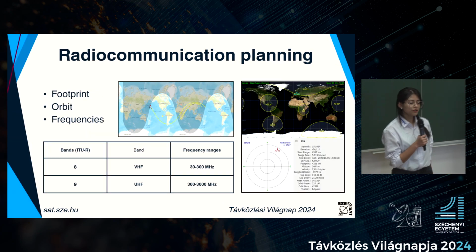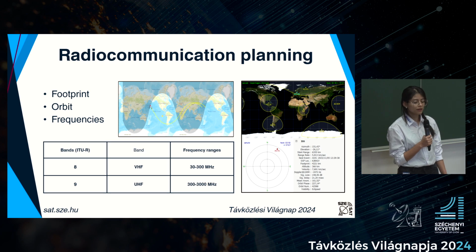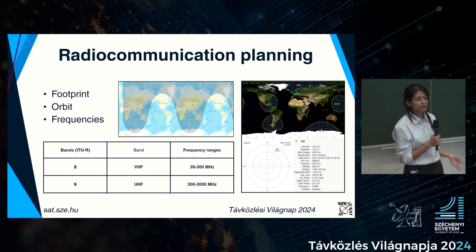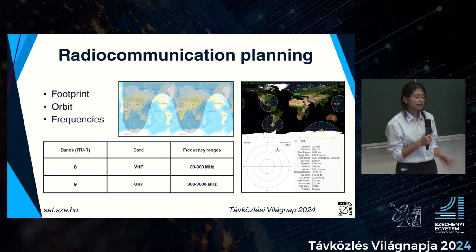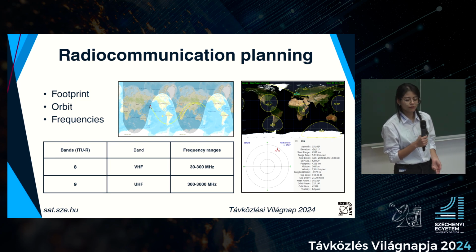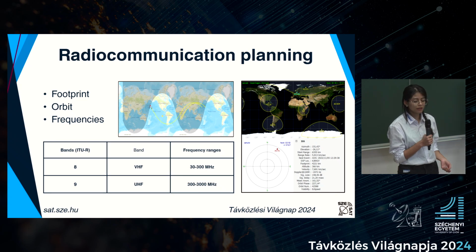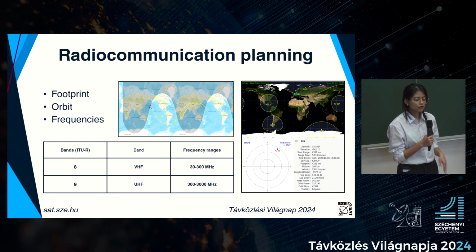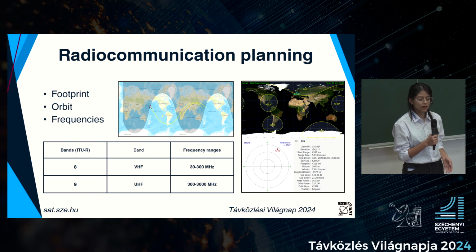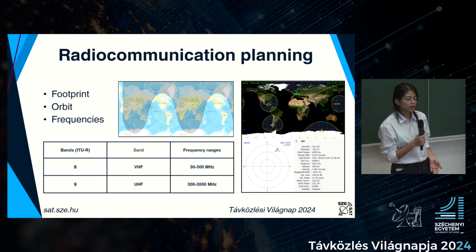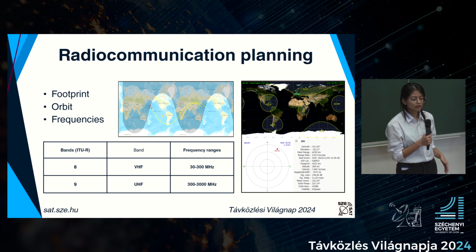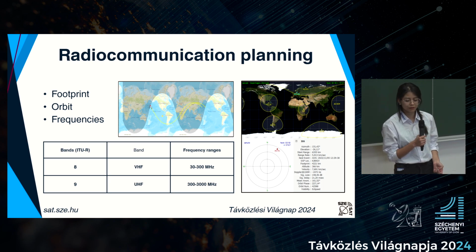In the radio communication planning, first we need to know the footprint. The footprint is the region of the Earth's surface encompassed by the signal transmitted by a satellite. In the case of the ISS, the footprint is 4,221 kilometers, and the ISS is in LEO orbit. And then we need to know the frequencies that we need to communicate. We use the bands from E2: band 8, very high frequency, and band 9, ultra high frequency.